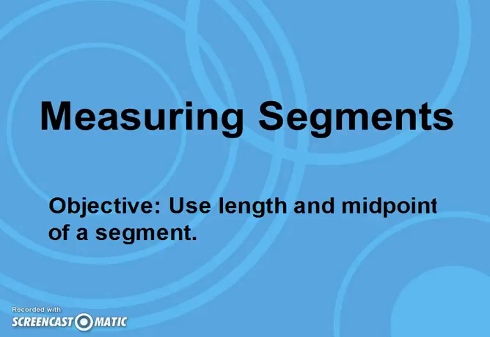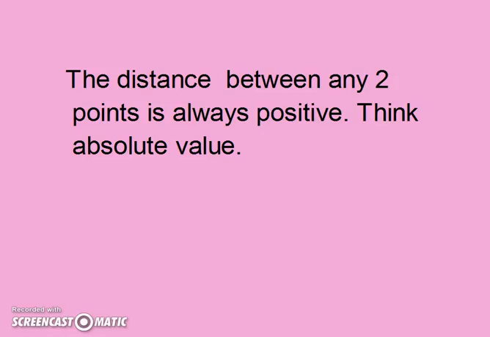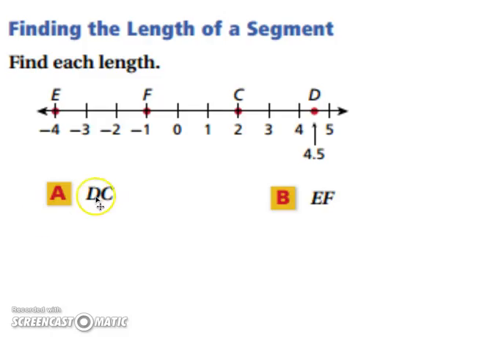Measuring segments, our objective is to use length and midpoint of a segment. Why learn this? You can measure a segment to calculate the distance between two locations. Now, keep in mind, the distance between any two points is always positive. Think absolute value. Let's look at an example.